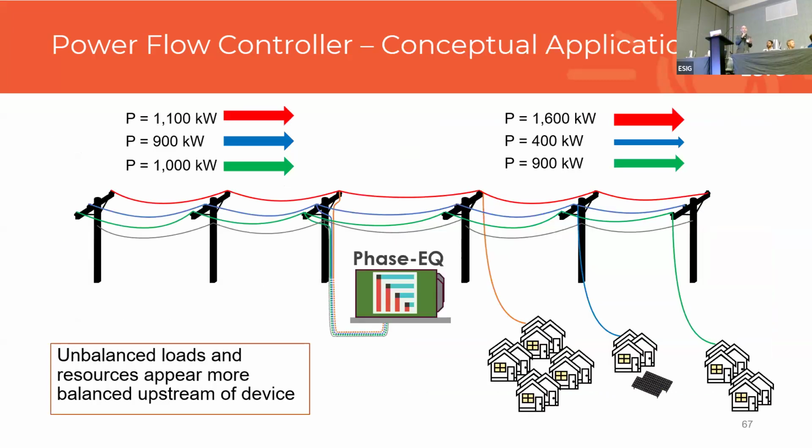Now, just as a graphic showing that, the right side of the system would be that downstream system. So it is the system where you can see that heavy A phase and light B phase. You have the phase EQ, the power flow controller, in the middle, and then upstream of it, the system appears more balanced. You can see A phase is still a little bit heavier, but B phase has come up a lot. And C phase is more in line with them as well. So it is resolving the upstream unbalance.